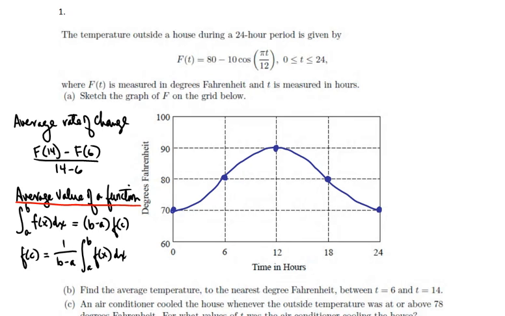Okay, so we're going to pick up where we left off in the previous video. We're working with the average value of a function, and we want to find the average temperature to the nearest degree Fahrenheit between t equals 6 and t equals 14.